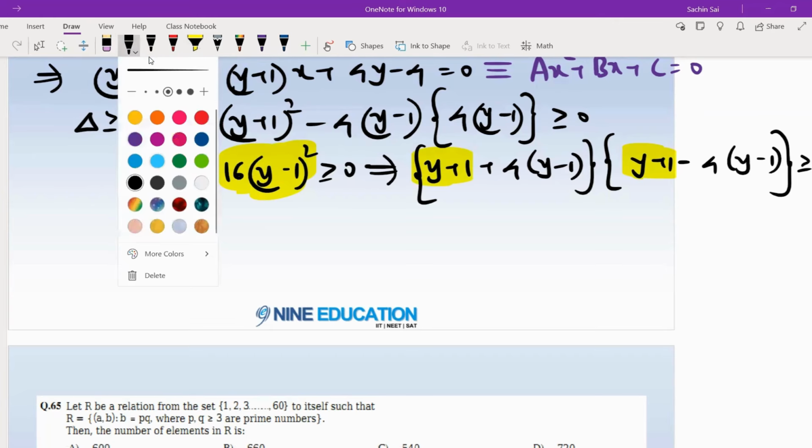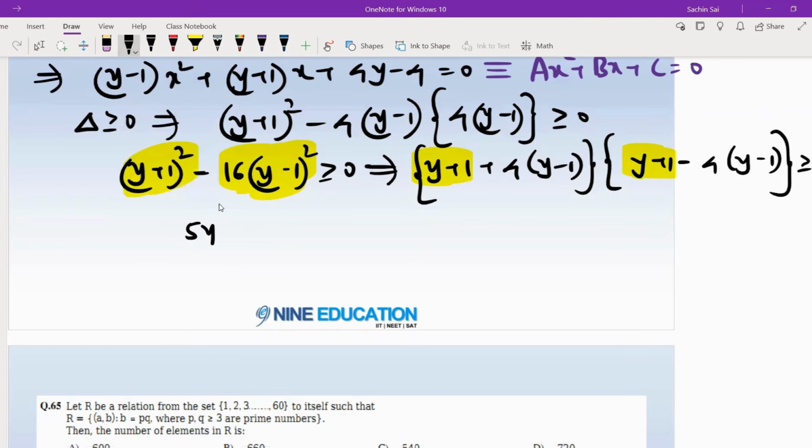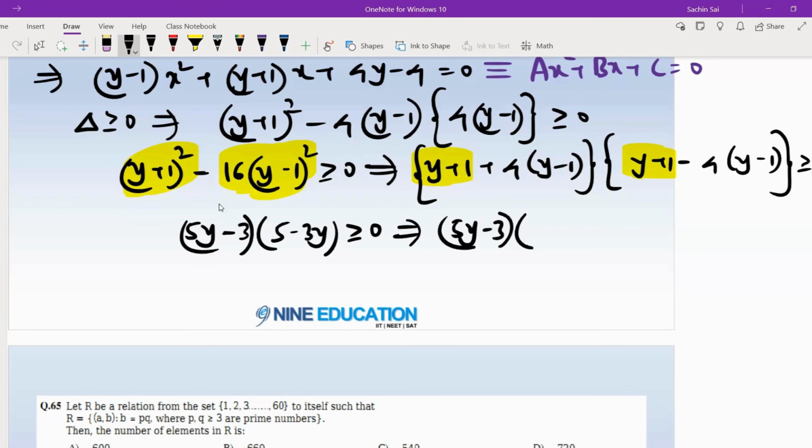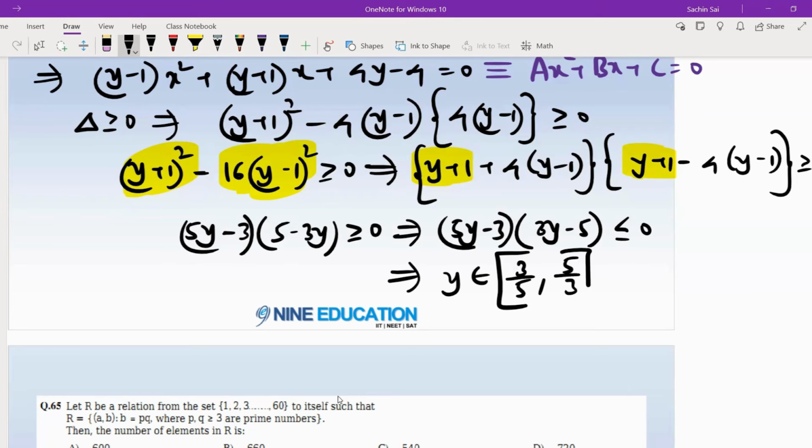Anyway, now you have 5y minus 3 into, no, I'm sorry, 5 minus 3y, greater than or equal to 0. This means 5y minus 3 into 3y minus 5 less than or equal to 0. So the solution for this will be y belongs to closed interval 3 by 5 to 5 by 3.